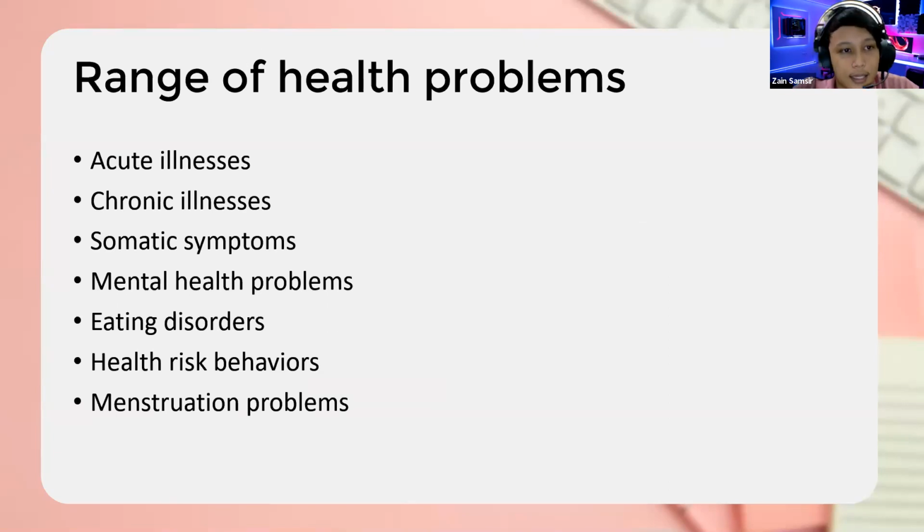Next, these are the range of health problems in adolescents. So there are acute illnesses, such as pneumonia and other infections, and injury is also included in the acute illnesses. And then there are chronic illnesses, such as SLE, chronic kidney disease. And then there are somatic symptoms, which I will be explaining later, mental health problems, eating disorders, health risk behaviors, and last but not least, menstruation problems.